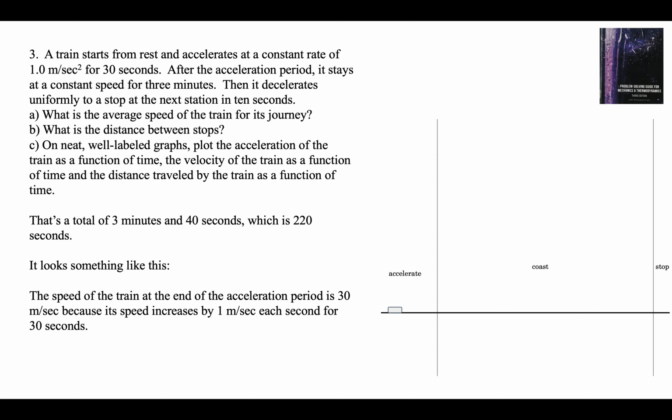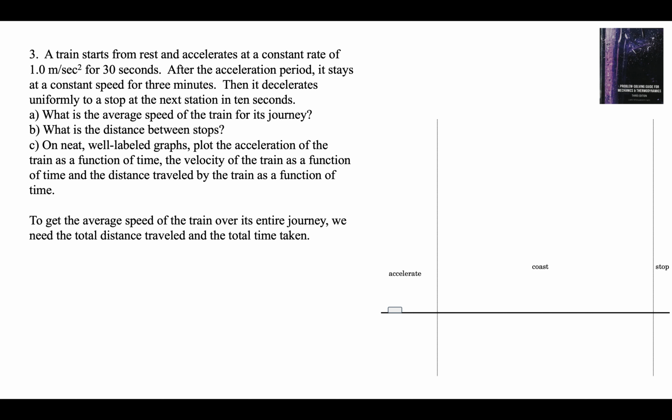The speed of the train at the end of the acceleration period must be 30 meters per second. Starts from rest, changes by 1 meter per second every second for 30 seconds. It's going to end up at a speed of 30 meters per second. You can use an equation if you want, but thinking about it is better. Its speed during the coast must be 30 meters per second. The speed at the end of the journey must be 0. So during the acceleration phase, 0 to 30, then a constant speed of 30, then a stop in 10 seconds.